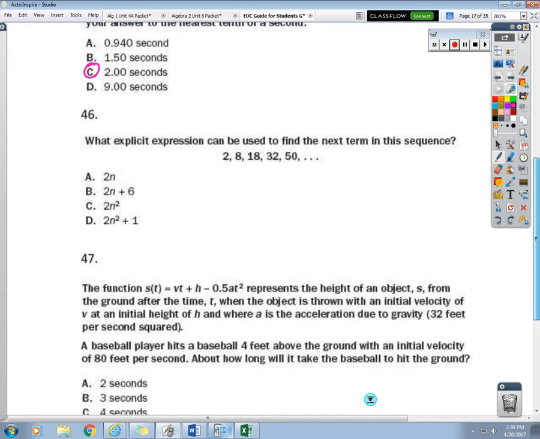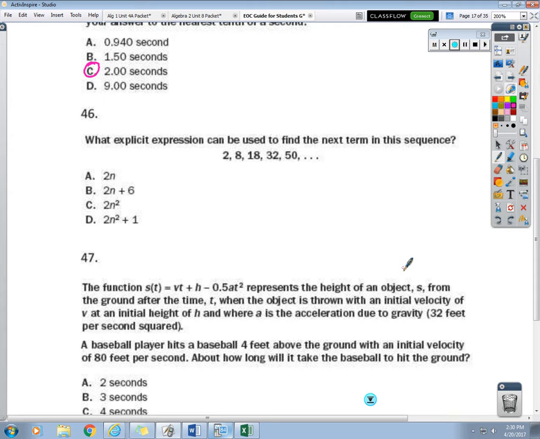Number 46. What explicit expression can be used to find the next term in the sequence? Okay, so if you had a question like this, what would you try first? Right, what would be your first move? Okay, right, find a pattern, right? From 2 to 8 is what? Well, yes, or up 6. Either way, yeah, I mean, it is times 4.